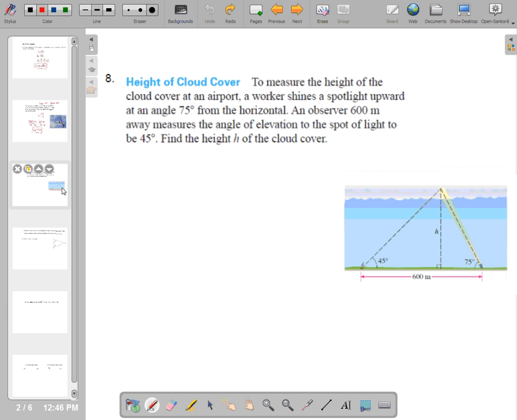Let's do another one. Here we're trying to figure out how high this cloud cover is. So you can actually get kind of lucky in this problem. If you see it's a 45, 45, 90, then you know that this also has to be h. So this is the same distance. From here to here is the same distance as from here to the cloud cover. So that's going to make this a little bit easier. What I'm going to do is write an equation that says if this is h, this is 600 minus h. So I'm going to say that the tangent of 75, since I don't know anything about this hypotenuse, is h over 600 minus h.